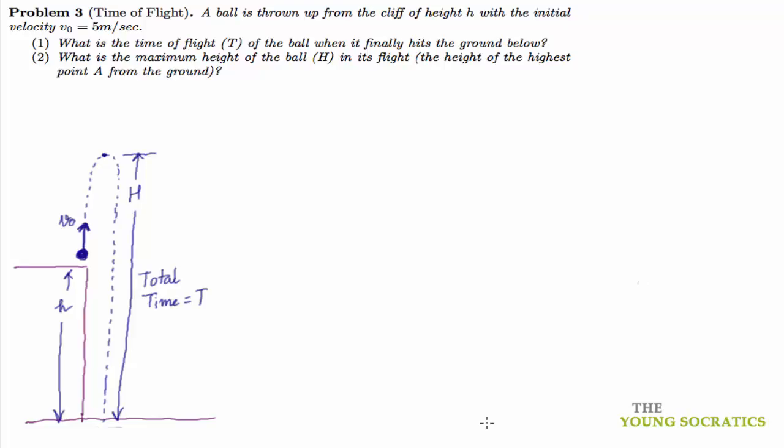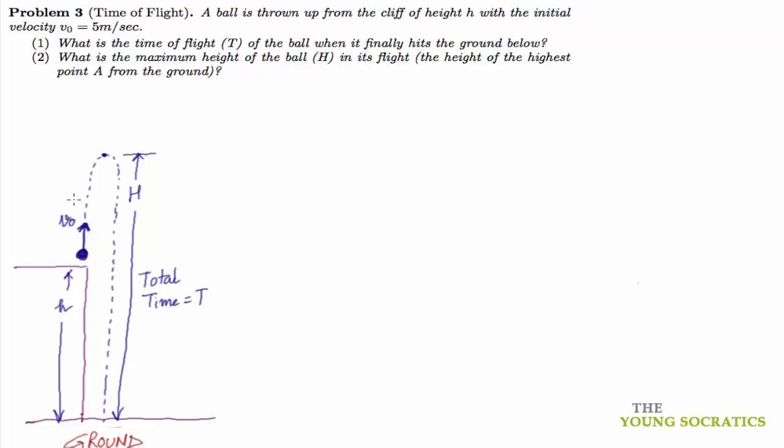Problem 3. Time of flight. So what we are shown here is a cliff of height h from the ground. This is the ground. And a ball is thrown from the top of the cliff in the upward direction with the initial velocity v0.